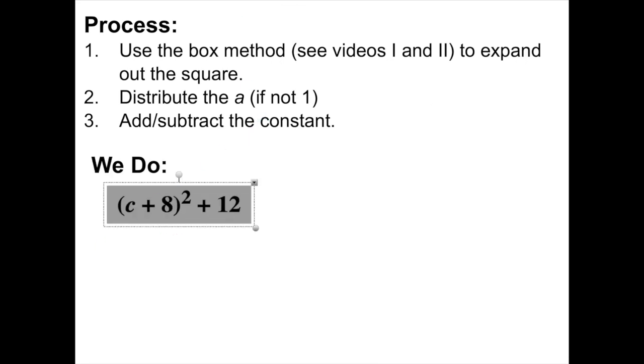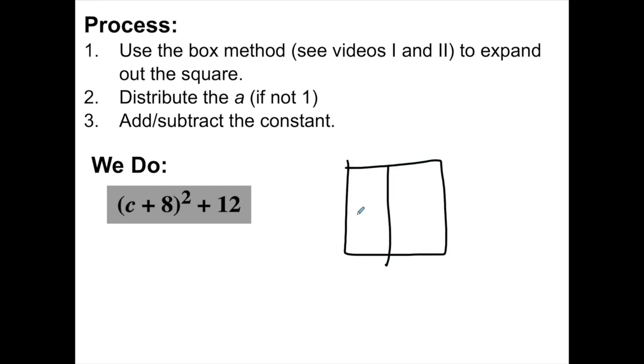Okay, so here's one for us to do. In this one, I'm going to seek a little bit more feedback from you, and we'll work through it together. Okay, so here I've got c plus 8 in parentheses squared plus 12. My first step here is going to be to make what? To make a box. What's going to go on the top of the box? C plus 8. What's going to go to the left of the box? C plus 8.